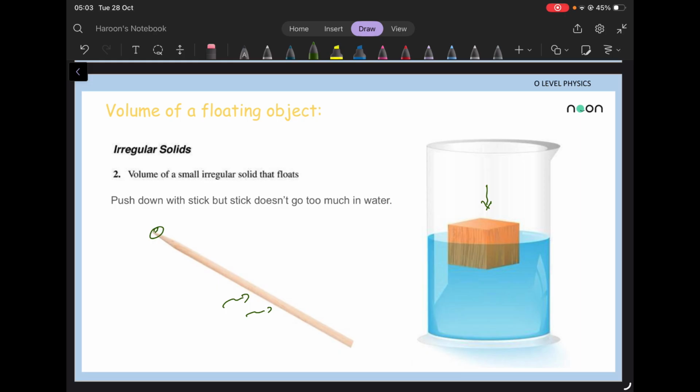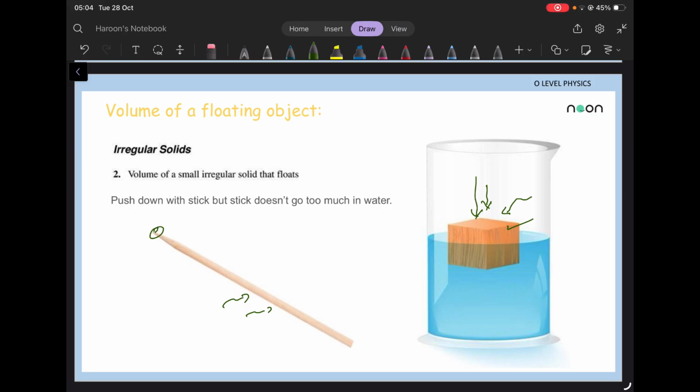We don't want it, we want an accurate reading. And you also need to make sure this entire wooden object is actually submerged inside water. So you apply a force from the top with the help of a stick, and make sure this entire object is inside water and none of, or extremely little of, the stick is inside water. And that is a method that you can use to measure the volume of floating objects as well.